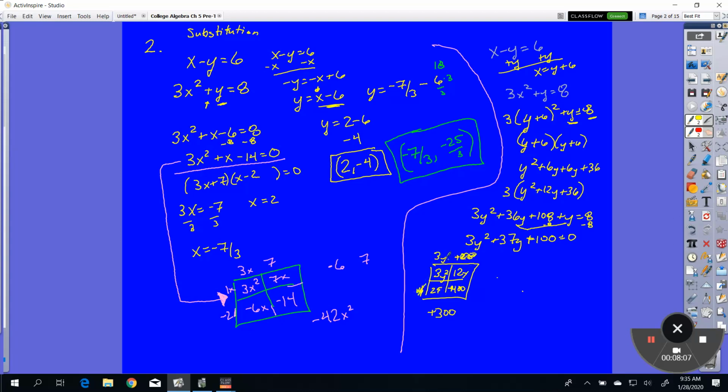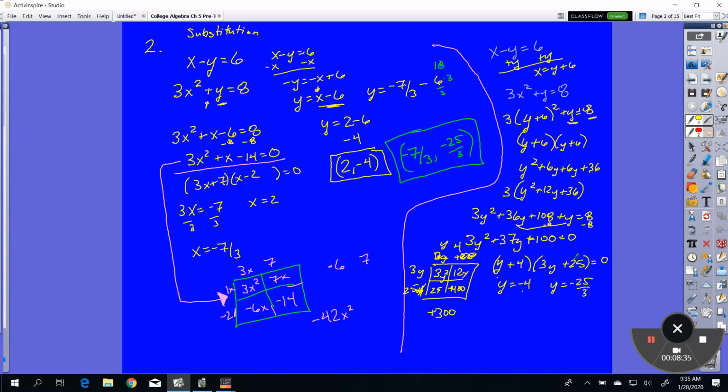So 3 goes into both 12 and 3. So 3 times 12 makes 4. That's a 1. 25 and 100 is 25. So this factors to be y plus 4. Sorry, that's a mess over here. I messed up in that beginning. So 3y plus 25. So now I get y equals negative 4. Y equals negative 25 thirds.